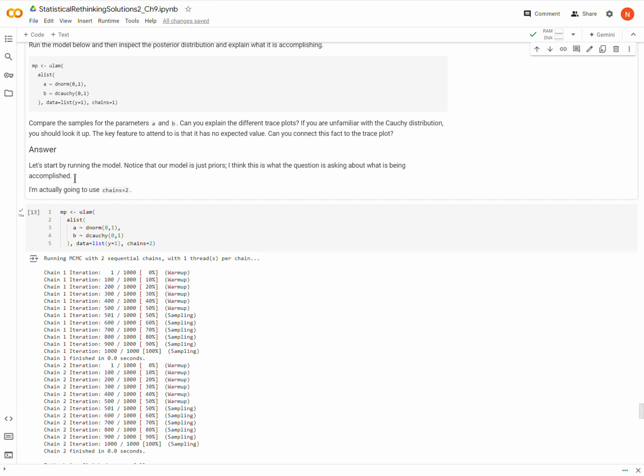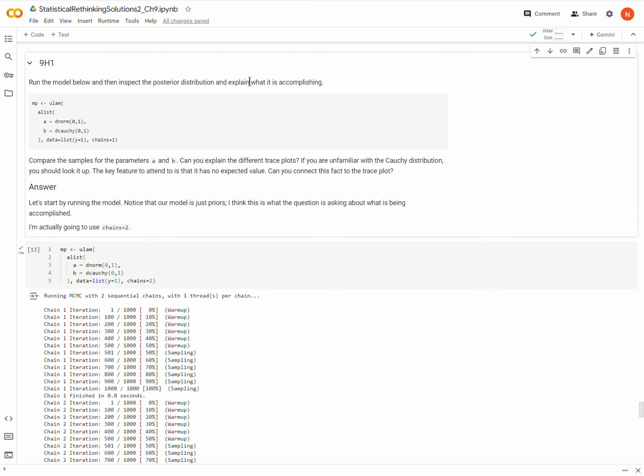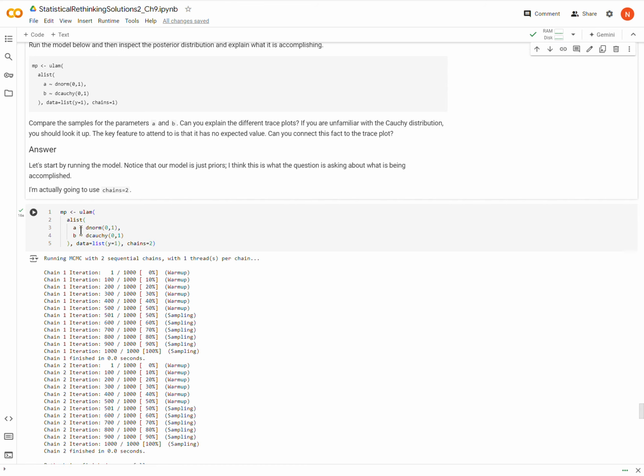So we have our model and we're going to run it. One of the things that it asks is, what is this model accomplishing? I'm not really sure what that means, but notice that A and B are just prior distributions. We're just simulating from two different distributions here, so there's no linear model or anything like that. So I think that's maybe the answer to what this is accomplishing. It's just demonstrating the distributions of A and B. And in another context, we would call these the prior distributions if we were going to try to update them.